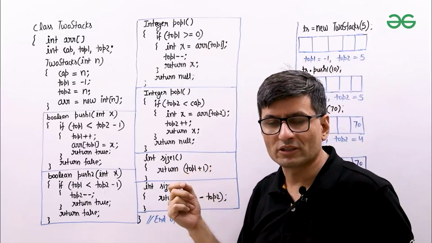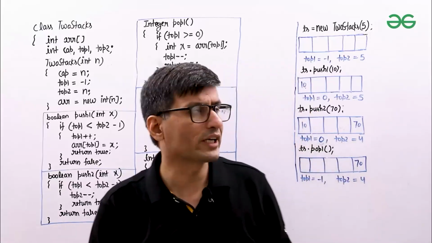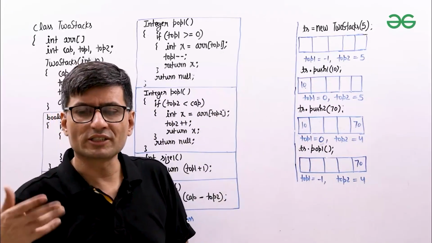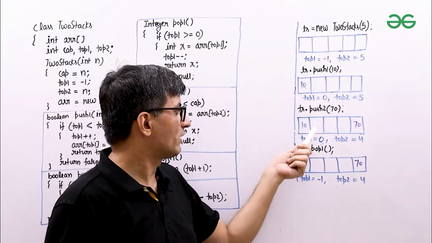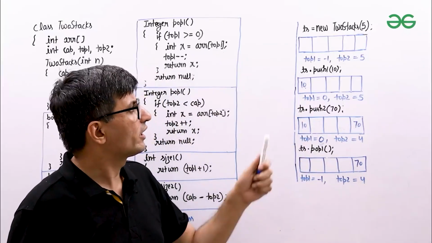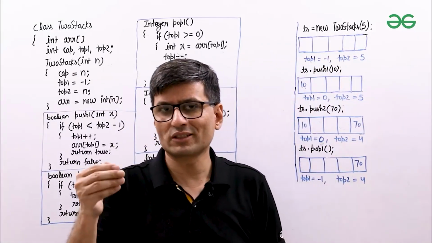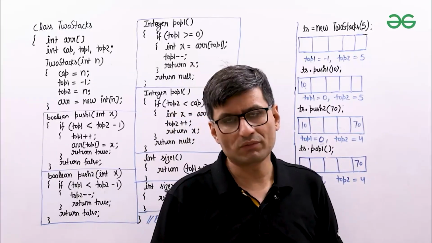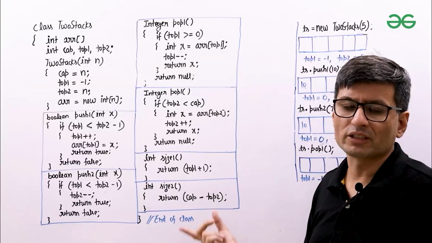Size implementation is simple. We simply do top 1 plus 1. If you look at this implementation, this is initially minus 1, so initially the size is 0. When you have it as 0, the size is 1, right? If you have it say 1, then size is going to be 2. And top 2, initially this is 5. So size of stack 2 is 5 minus 5, 0. When it becomes 4, then you have 5 minus 4, size 1. So we simply return capacity minus top 2 as the size of the other stack.